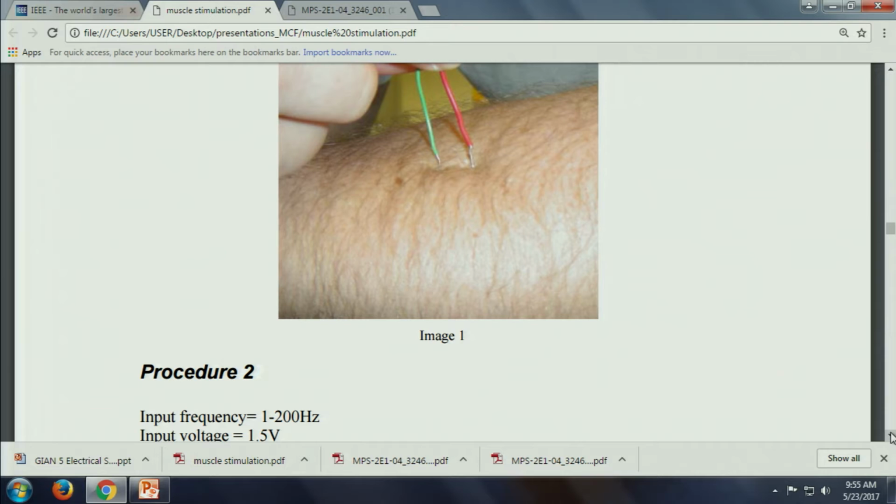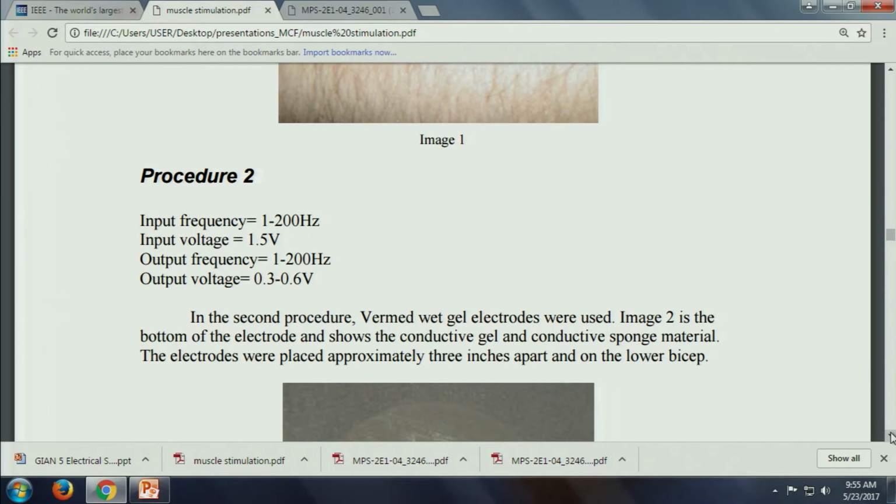Then he was not happy with the results, so he came to me, then I told him to go and buy the electrodes, because by then I had started reading about it. So procedure 2 is using that electrode. Again we kept everything the same. You can see here there is a difference in the output voltage and output frequency using this procedure. So here Vermeer wet gel electrodes were used.